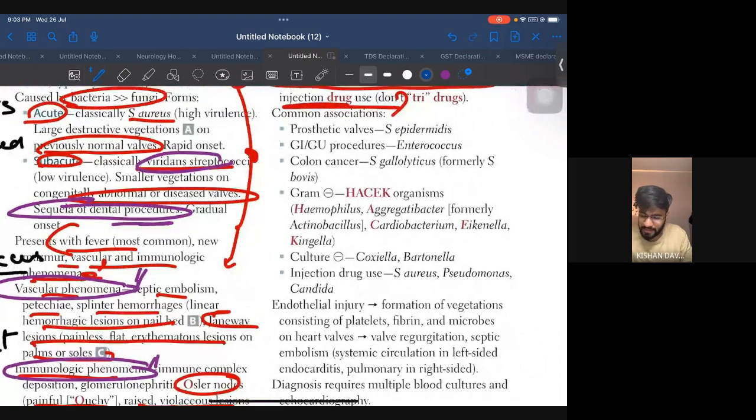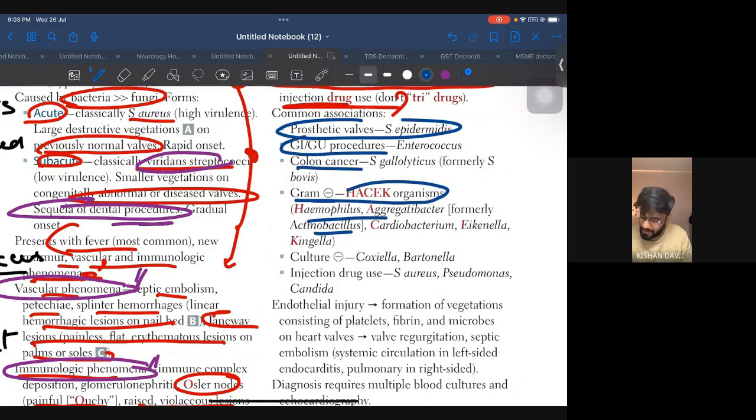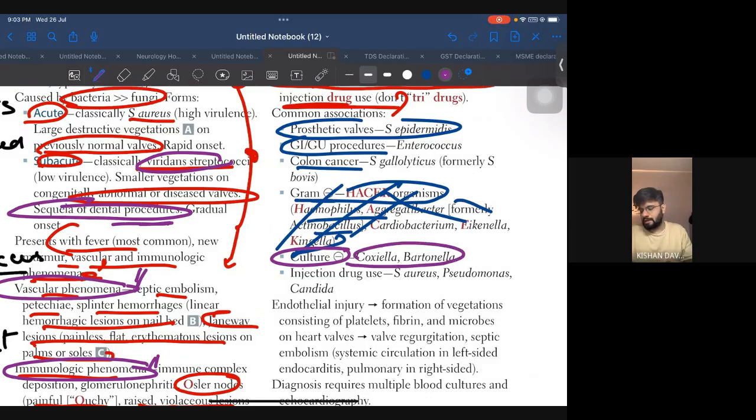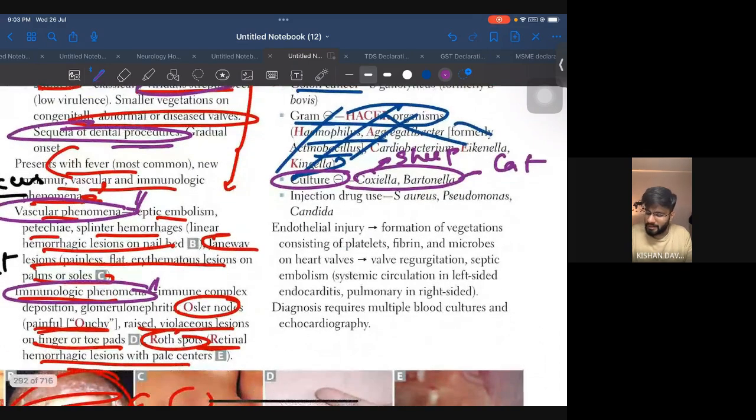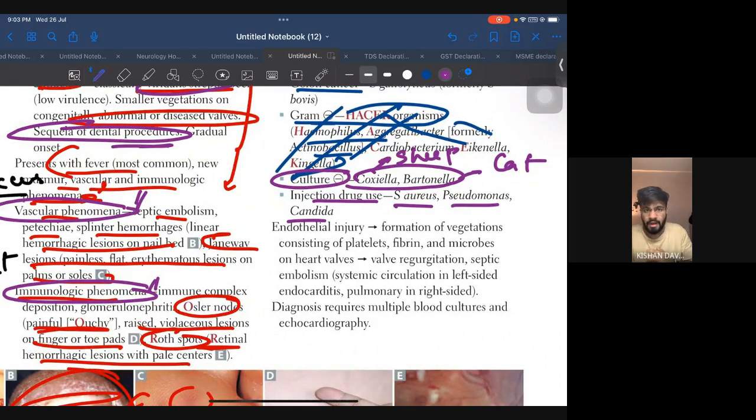So common associations, other associations are given here. Prosthetic valve: Staph epidermidis. GI: colon cancer, gram negative organisms. It's okay, they have never asked, so you can avoid this. No problem. If in the question they say the culture tested negative, you should not think that it is not infective endocarditis. It is infective endocarditis, but it may be caused by Coxiella or Bartonella. Coxiella is from sheep, and Bartonella is from cats. We'll discuss this in micro. In injection drug use: Staph aureus, Pseudomonas, Candida. But it will be affecting the tricuspid valve. Keep this in mind.